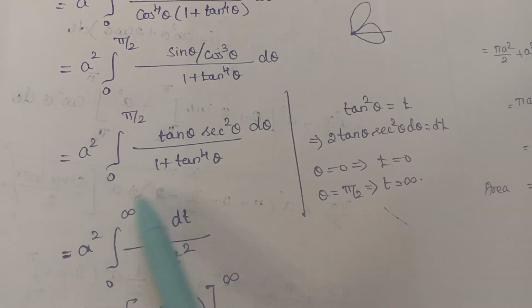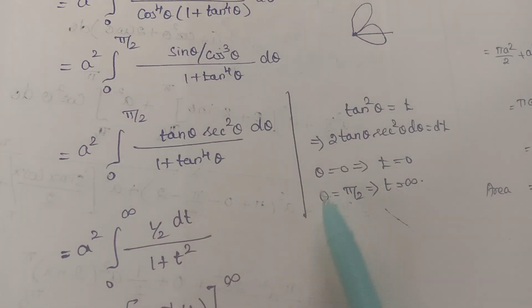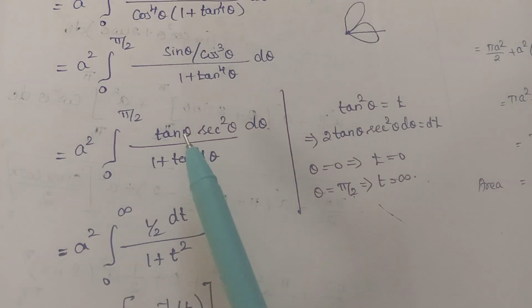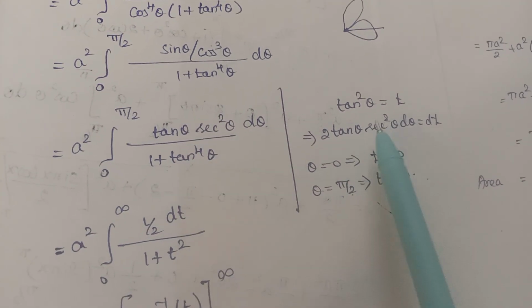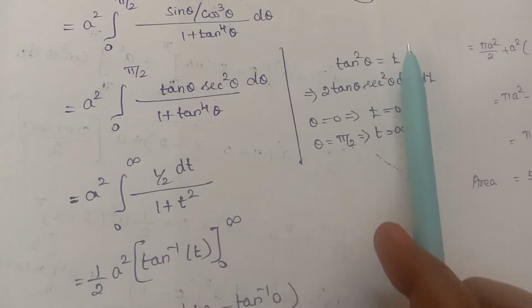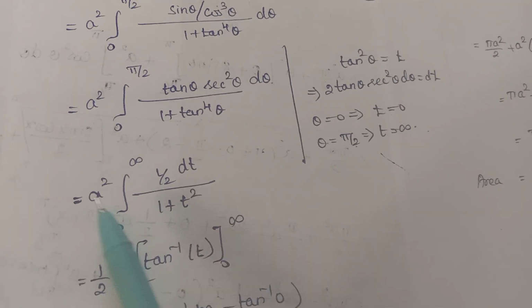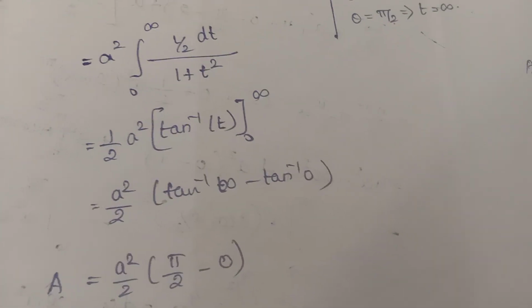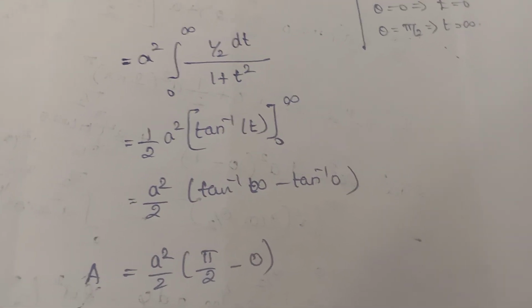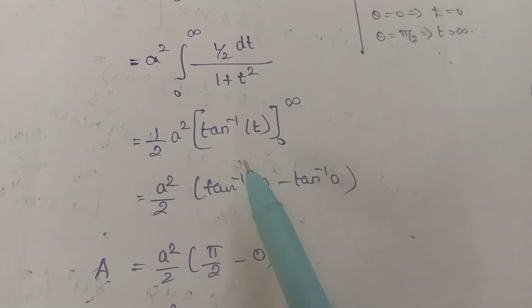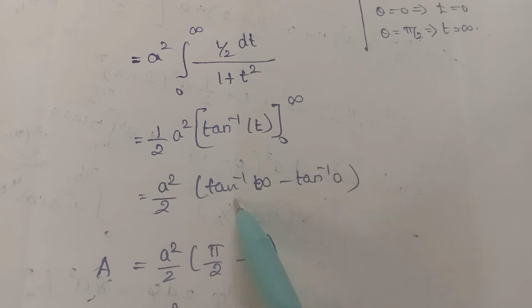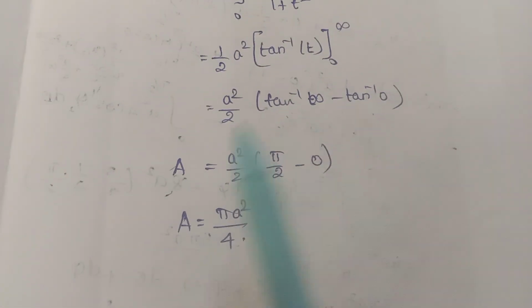Okay, theta equal to 0 implies t equal to 0 and theta equal to pi by 2 implies t equal to infinity. So integral 0 to infinity. This tan theta secant square theta, instead of that I can put half dt by 1 plus t square. So 1 by 2 a square into 1. What is integration of dt by 1 plus t square? Tan inverse of t. So tan inverse of t within the limit 0 to infinity. So tan inverse of infinity minus tan inverse of 0. So this is pi by 2 minus 0. So the area is pi a square by 4.